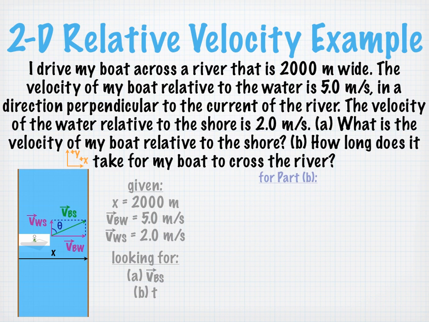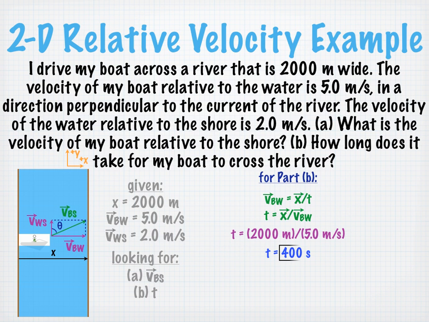Now for part B. How long does it take for my boat to cross the river? We only need to worry about the direction across the river to the right. Velocity is displacement over time, so we can use this equation. We just solve this equation for t. Now we plug in our values for x and VBW. Our calculator gives us a value of 400 seconds for the time it takes to cross the river.